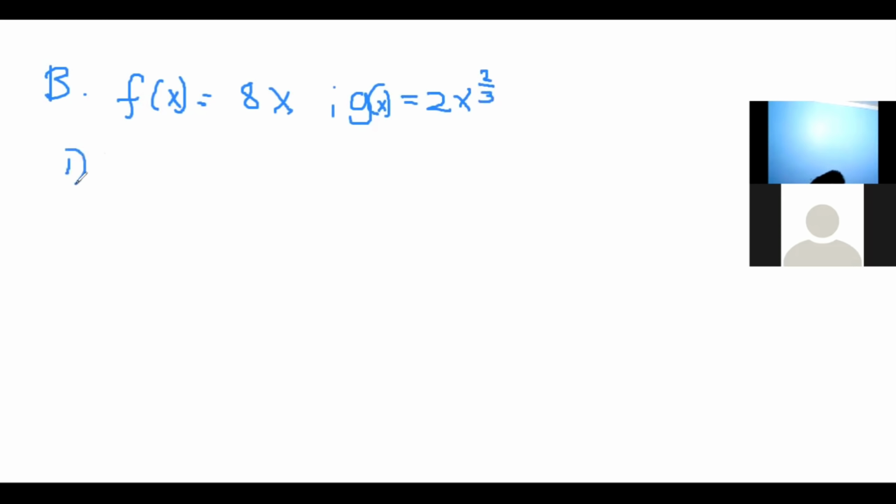So number 1, we're going to multiply your f of x and your g of x. Children, the dot here represents that you're going to multiply your two functions. So we're going to perform our product.